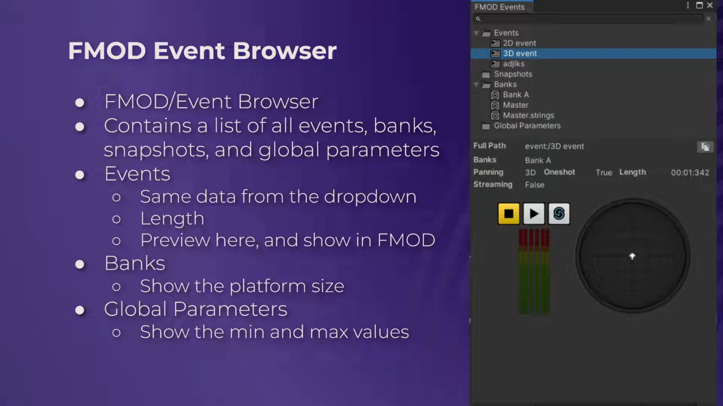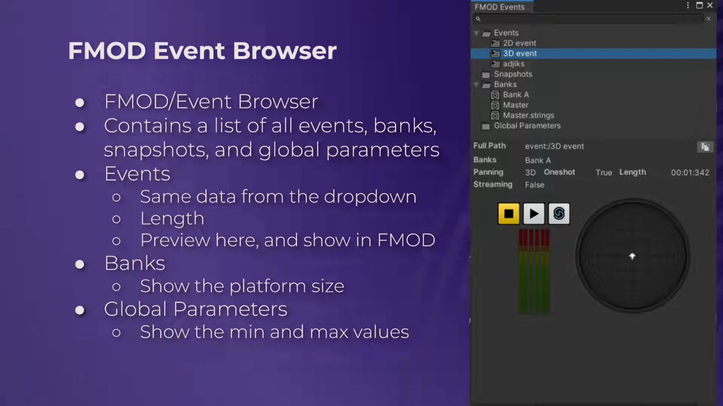It's pretty useful. I personally haven't used it a ton, but it's useful for checking things, making sure everything works properly. Browsing, it's in the name. But it's got all the data from the events dropdown from the emitter component as well. So it's got the bank it's in, the panning, whether or not it's a one-shot, the length of the thing, which is a new one. But it's also got a preview.